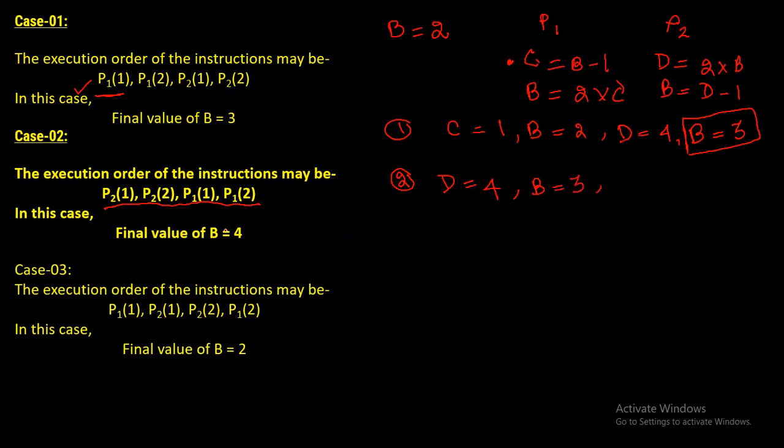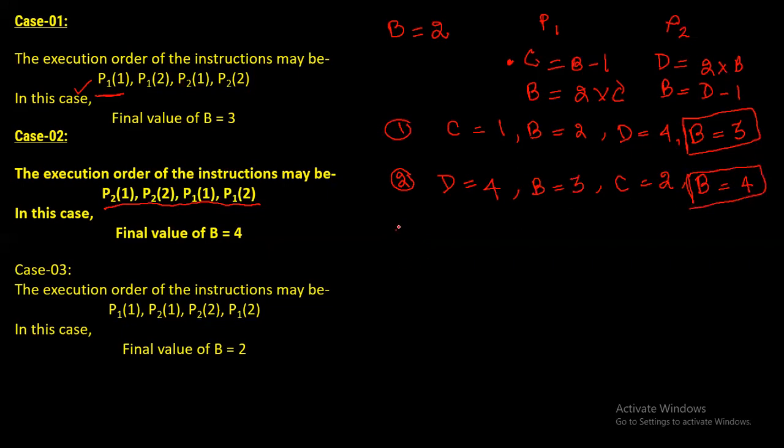P1. So execute now process 1. First line of process 1, that is C equal to B minus 1. That is 2. And second line of P1, that is B equal to 2 into C, that is 4. So my final result will be B equal to 4.